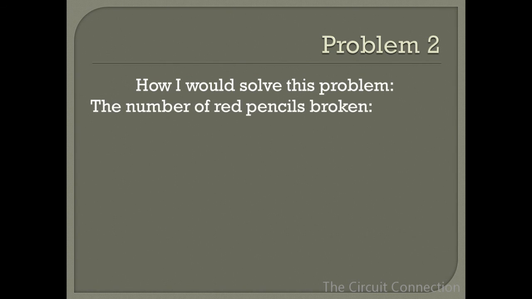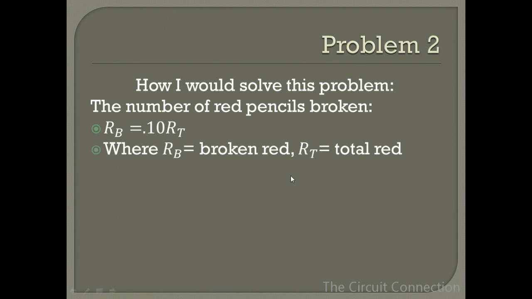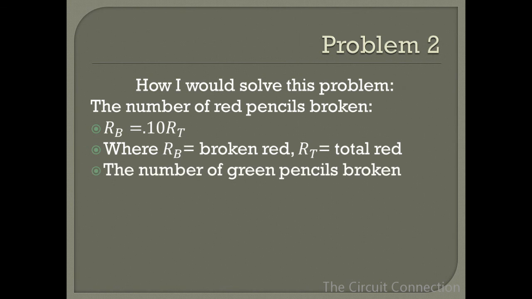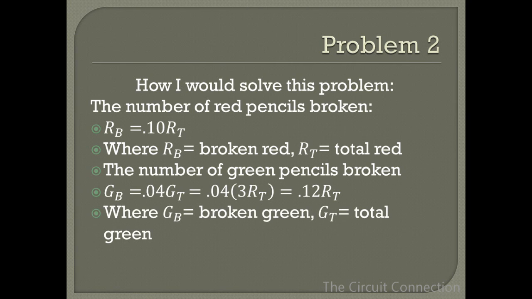Well, first, the number of red pencils broken, I'd begin to symbolize it and make an equation for it. So R sub B equals 0.10 R sub T, where R sub B equals the broken red, R sub T equals the total red. Next, the number of green pencils broken is G sub B equals 0.04 G sub T, which equals 0.04 times 3 R sub T, which equals 0.12 R sub T, where G sub B is the broken green pencils, G sub T is the total green pencils.